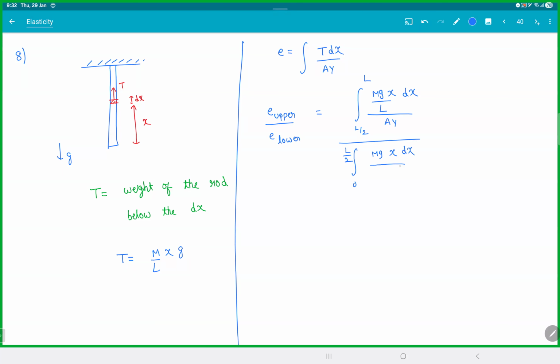mgx dx by AY. mg, everything will cancel. You'll end up with x square by 2. Limits L to L by 2 of x square by 2, divided by limits from 0 to L by 2. This comes to be 3:1.